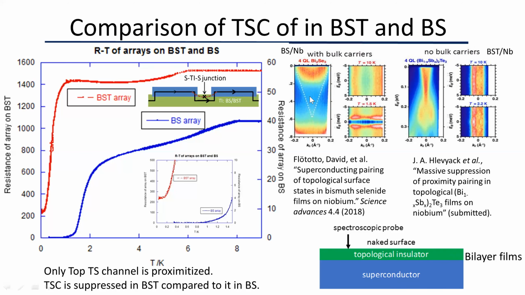In 4-quintuple-layer bismuth selenide on niobium, at low temperature, a gap opened. This is a symmetrized image to make the gap more obvious to see. But in the bismuth antimony telluride niobium system, there is no gap. So the superconductivity from the interface of the bismuth antimony telluride does not penetrate through the bulk into the naked surface of bismuth antimony telluride. That's why we can say only the topological surface channel is proximatized.